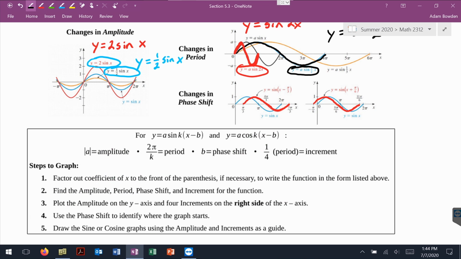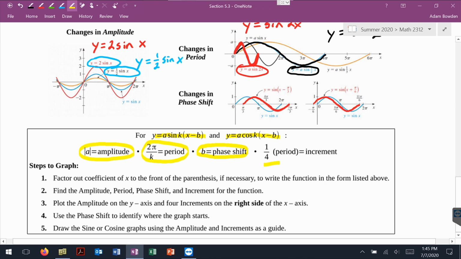So this all can kind of be summarized like such. If we have a function y equals a sine of k x minus b, or y equals a cosine of k x minus b, what we're going to have here is some numbers for a, k, and b if they show up in the function. The a will determine the amplitude. They say absolute value of a equals amplitude here. 2 pi over k is going to determine the period. B is going to determine the phase shift.